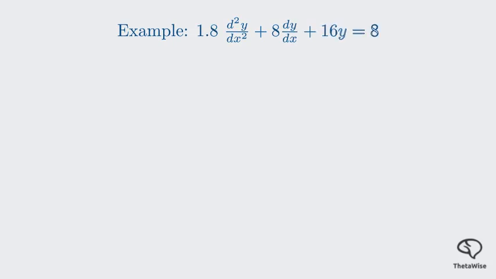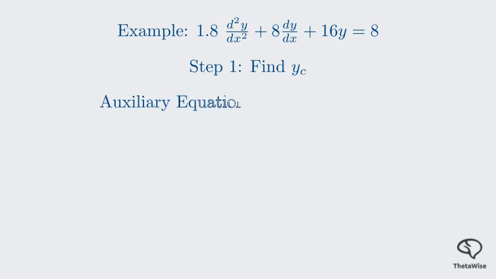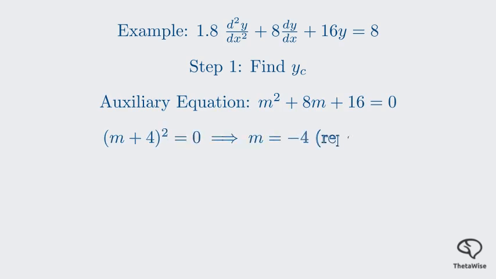Let's work through another duplication case, this time with a repeated root in the homogeneous solution. Consider problem 1-8. d squared y over dx squared plus 8 dy over dx plus 16y equals 8. Step 1. Find yc. The auxiliary equation is m squared plus 8m plus 16 equals 0. We've seen this before. It's a perfect square, m plus 4 squared equals 0, which gives us a repeated root m equals negative 4. The complementary solution is yc equals c1e to the negative 4x plus c2xe to the negative 4x.